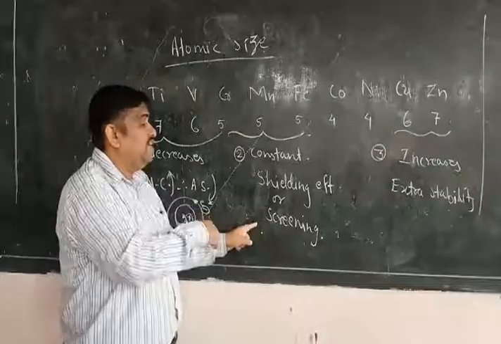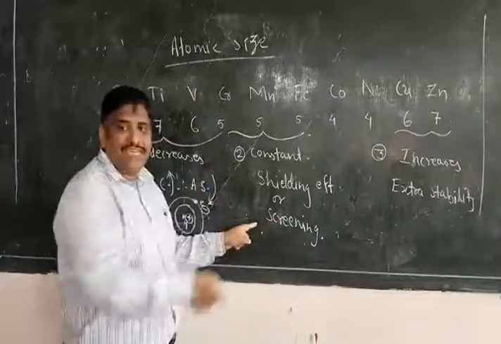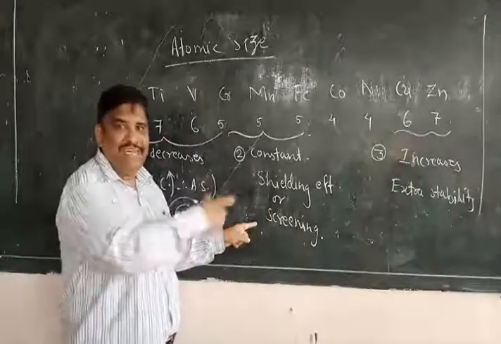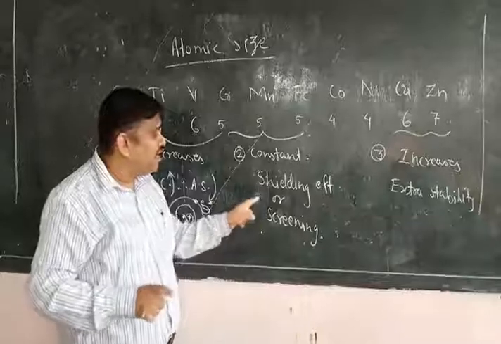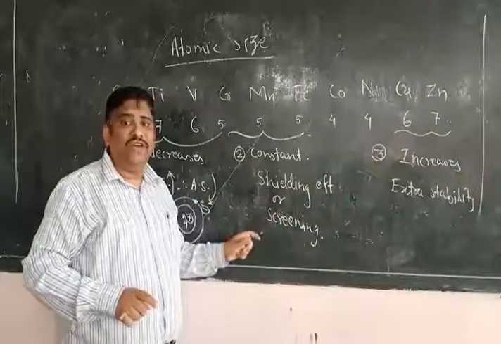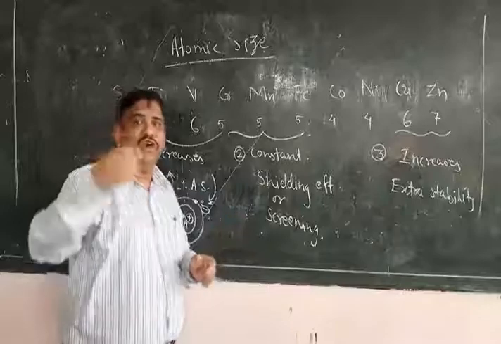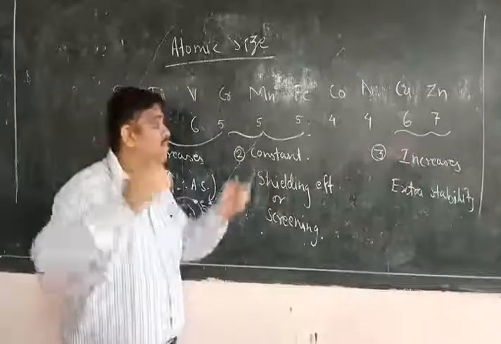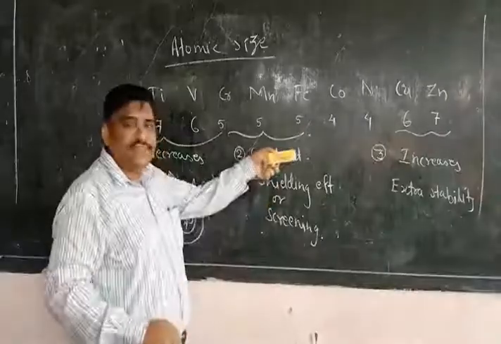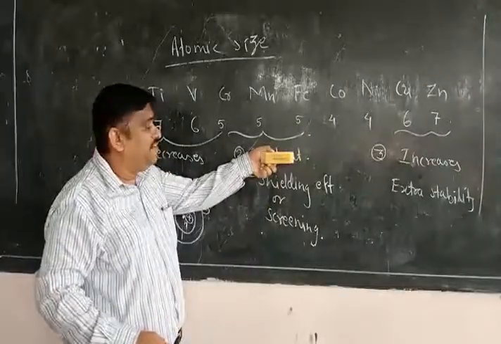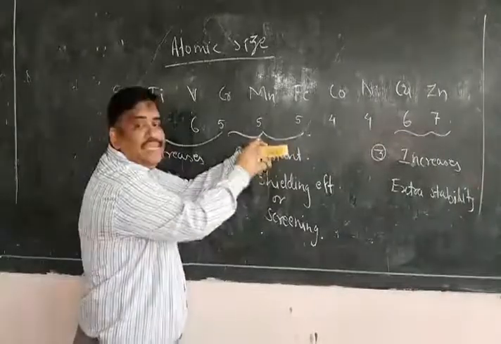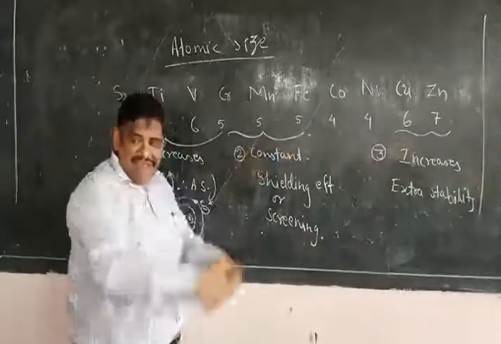Of course, what is effective nuclear charge, what is shielding effect, what is extra stability, they are not going to be asked in the examination. This is for CET and NEET that I am explaining. So look here, what is the shielding effect or screening effect? Shield means what? Or screen. Suppose you are observing my lecture here, and if I am holding a duster between you and the blackboard, what happens? This duster is becoming a screen.